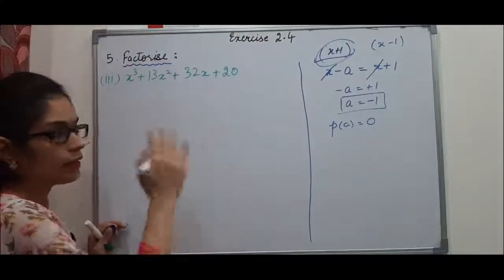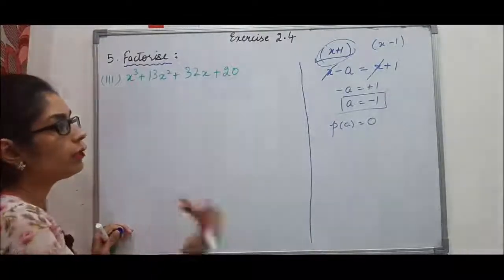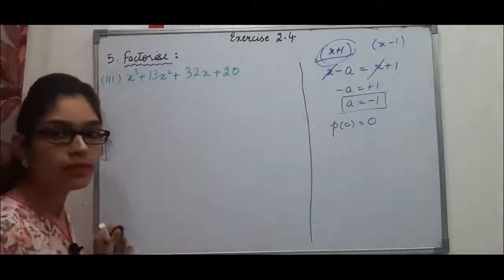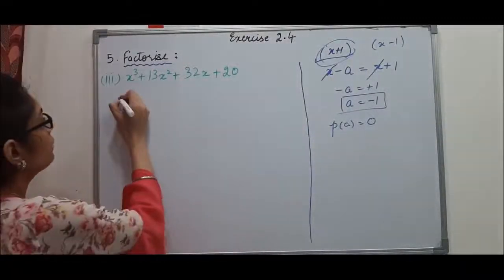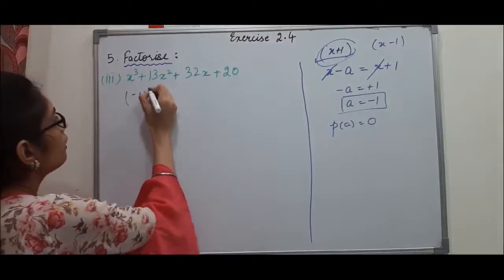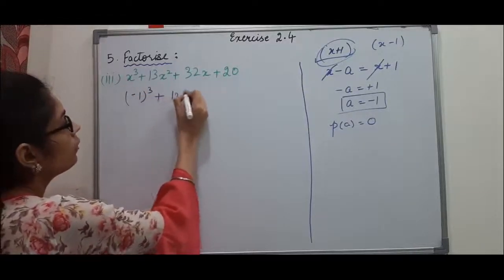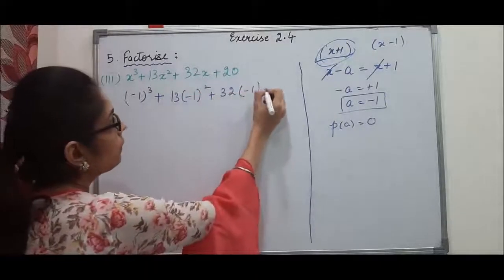Again, you don't have to write all that here, you can do it in rough work, because here you are just checking. You don't know whether this is a factor or not. So let's do it now. I will put the value of x as minus 1: minus 1 cube plus 13 into minus 1 square plus 32 into minus 1 plus 20.